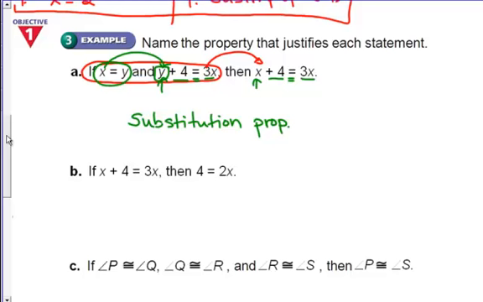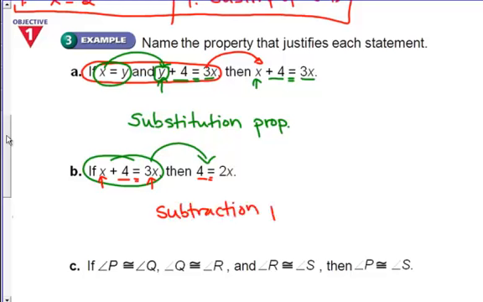Okay, again, what are you doing to this in order to say that? And I'm like, all right, let's compare it. The 4 is the same. The equals is the same. That's it. This went away and this changed. How did that happen? Well, I subtracted x from both sides. So this is the subtraction property. And I subtracted x from both sides.